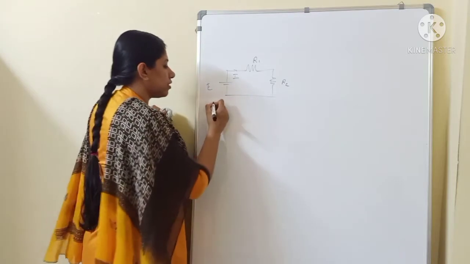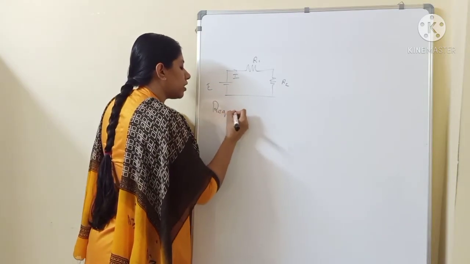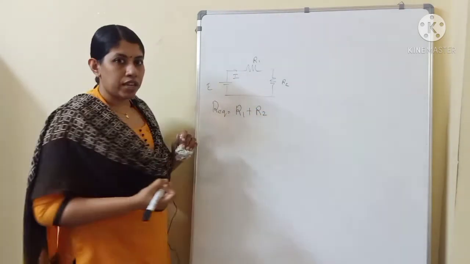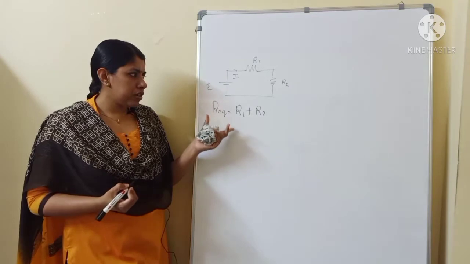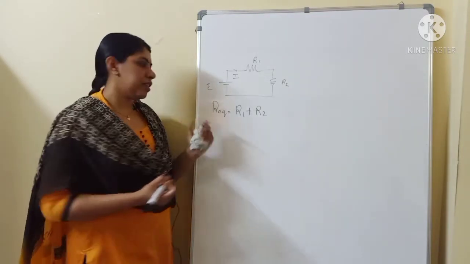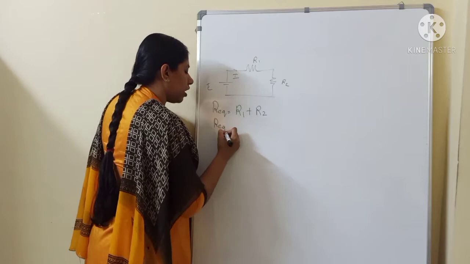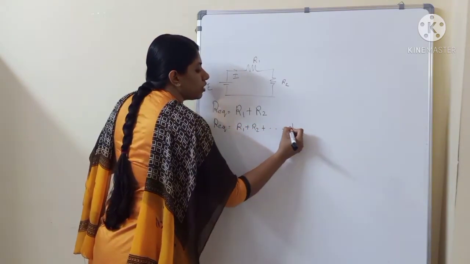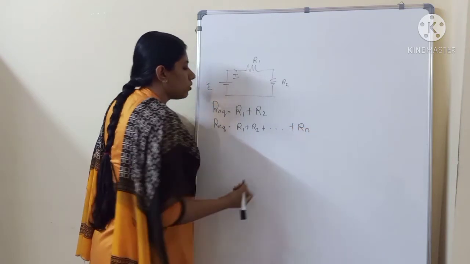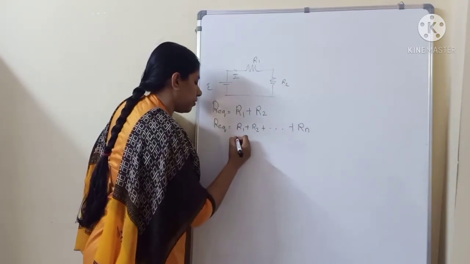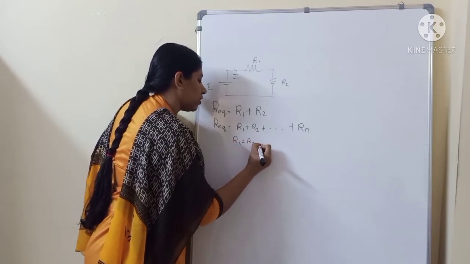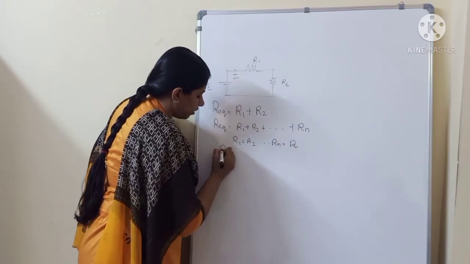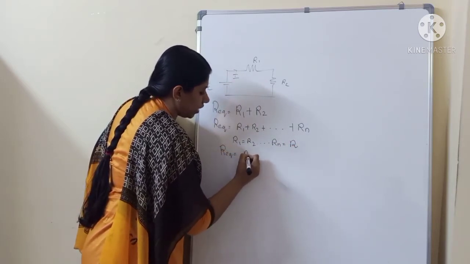What will be the equivalent resistance in this case? R equivalent will be the sum of the individual resistances R1 and R2. Okay, if we imagine there are n resistances, then R equivalent will be what? R equivalent will be R1 plus R2 plus so on, up to Rn. So if the values of the resistances are the same, that is R1 is equal to R2 is equal to Rn is equal to R, then what will be the value of the equivalent resistance? Then the equivalent resistance will be N into R.